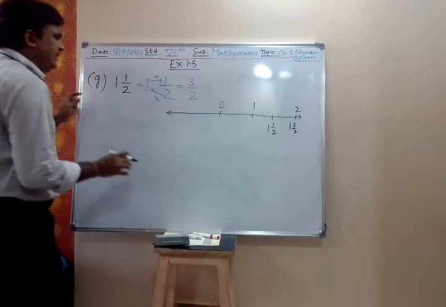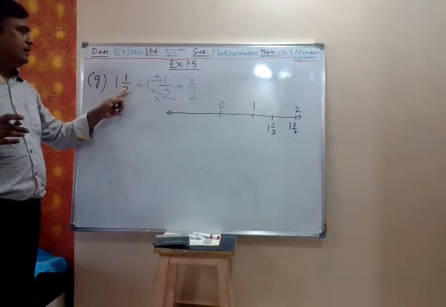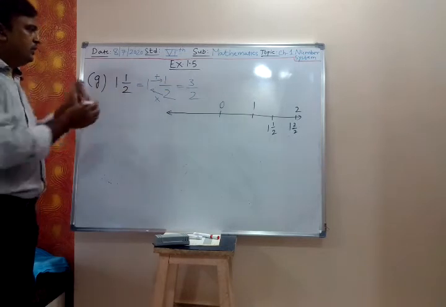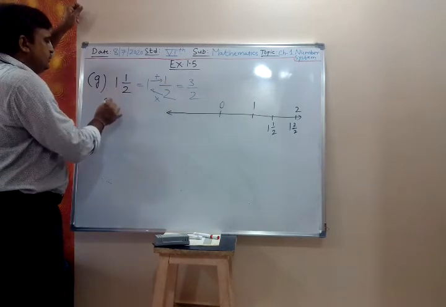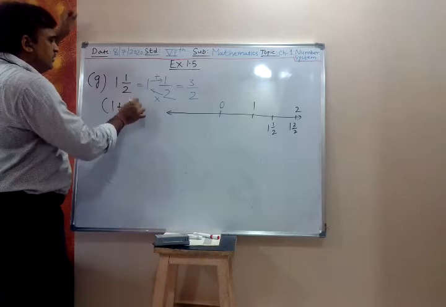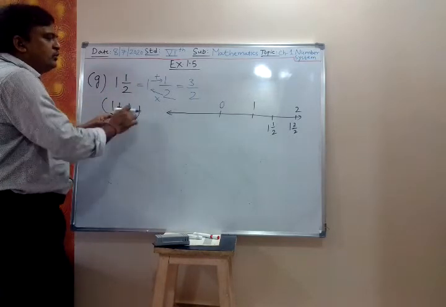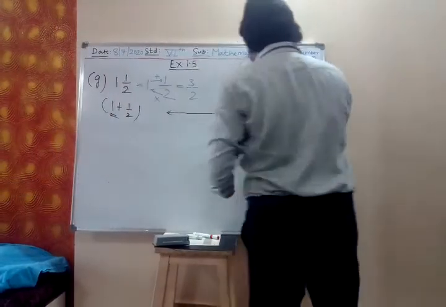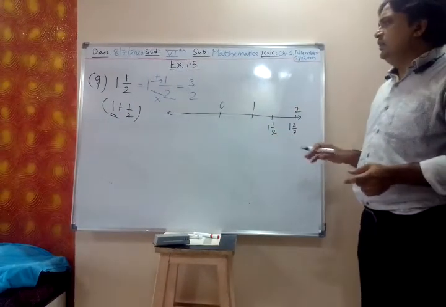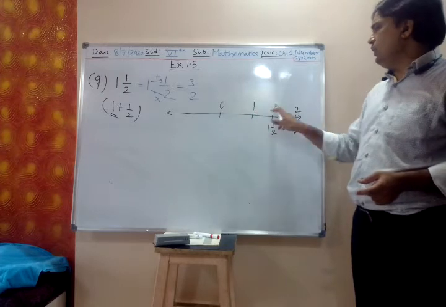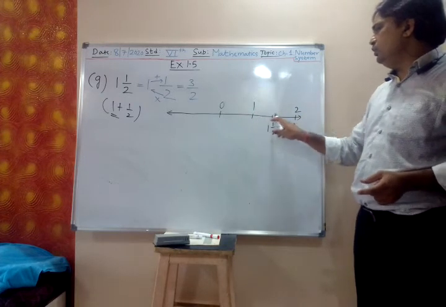Wait, let me explain. 1 and 1 by 2 means 3 by 2, so it is the same as 1 plus 1 by 2. So it is more than 1. So I will divide the number line between 1 and 2 into 2 equal parts.